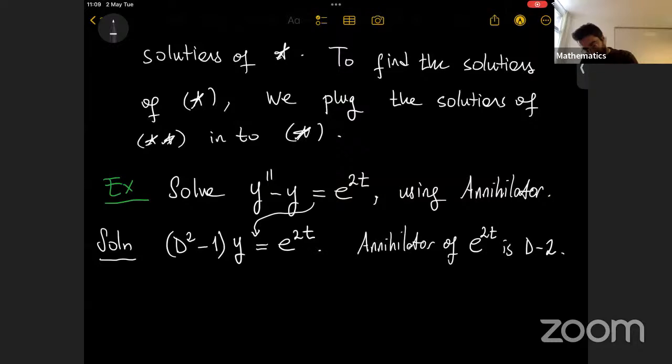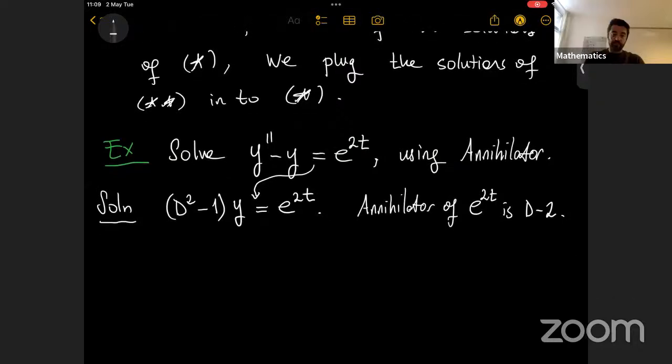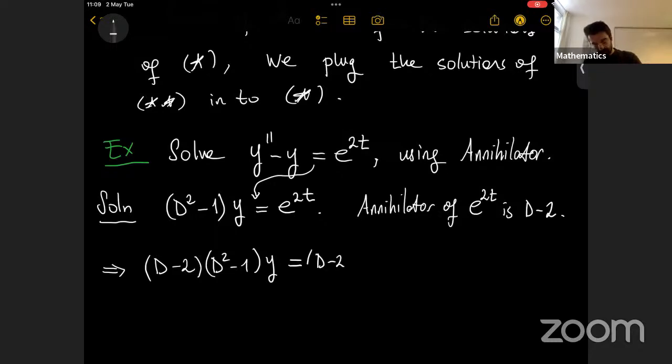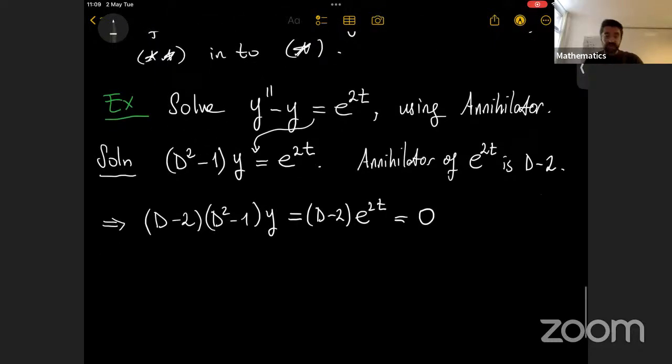So you apply D minus 2 to both sides, and you get the following: (D minus 2)(D squared minus 1) y is equal to, when you apply D minus 2 to the right-hand side, you will get 0. But let's write it for the first time, this one, it's 0. Okay. So basically, you get a homogeneous equation, and we solve this homogeneous equation. So what are the solutions of the homogeneous equation here? Well, the roots are 2, plus 1, minus 1, right?